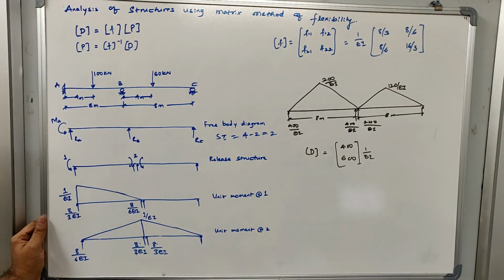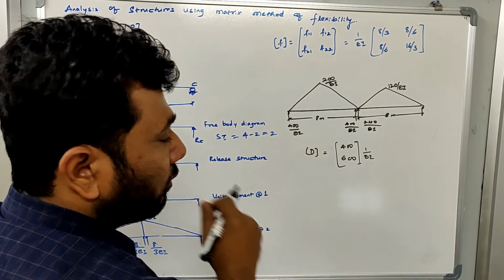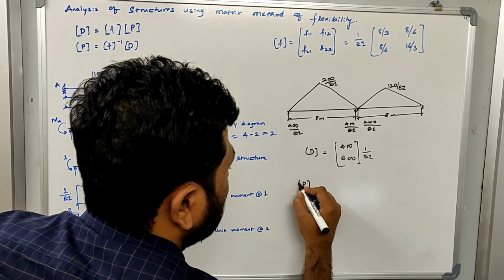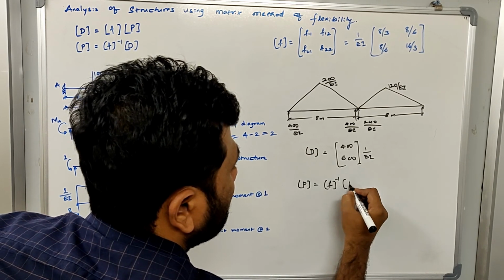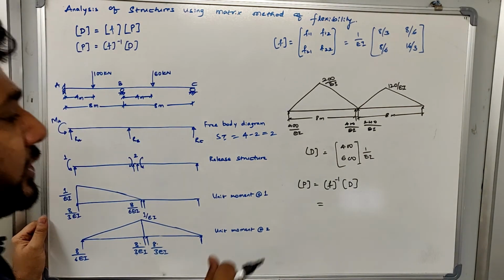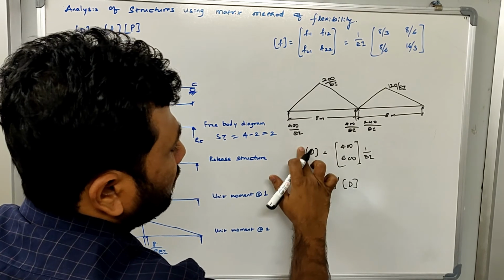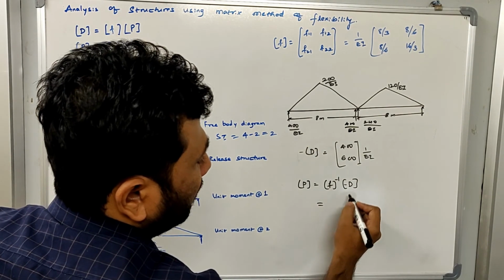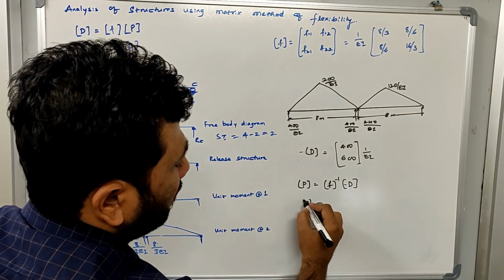Okay, so once we have solved the displacement matrix and the flexibility matrix, the next step would be to solve for the force matrix. So the force matrix will be equal to, okay, the one change that I have to make here is to apply a negative to this displacement. So we need to apply the negative of the displacement matrix. So substitute these values in this equation and find out the force matrix.